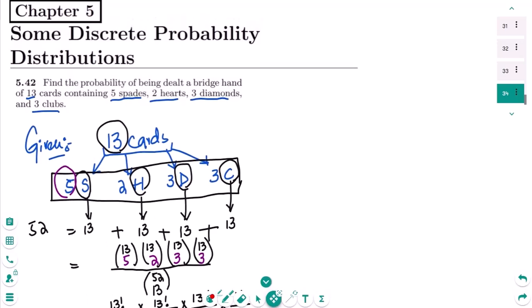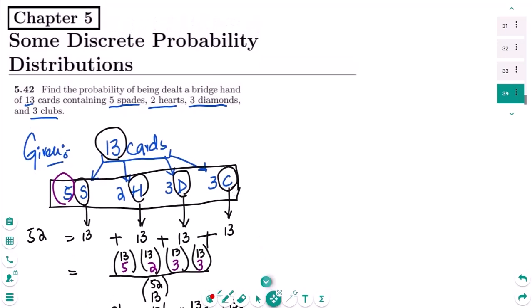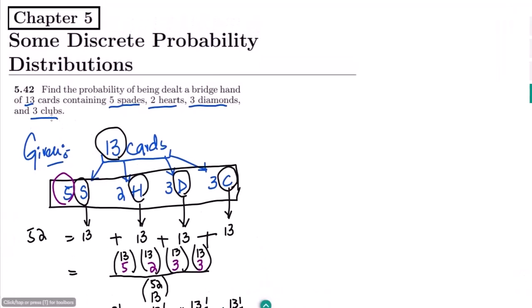So that's it for today, in which we have seen the solution of question 5.42, in which we had to select the categories of the items from the total of 4 categories, and that is what we wanted to solve in this question.